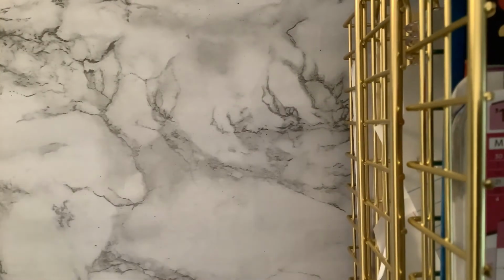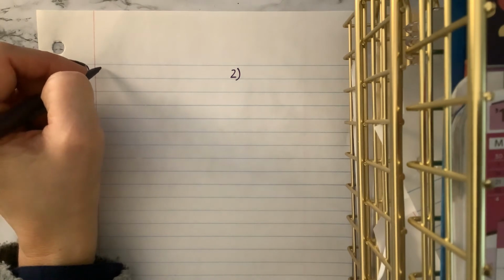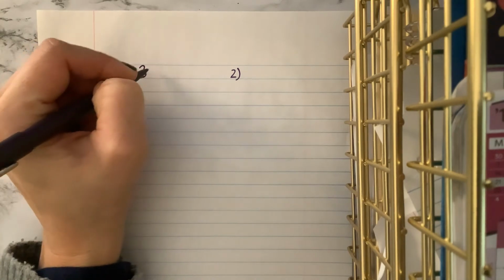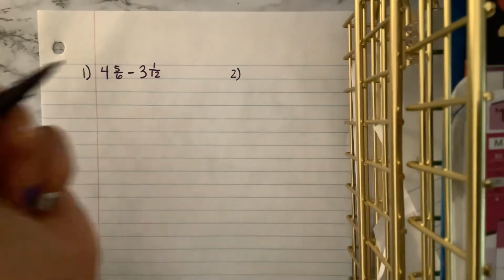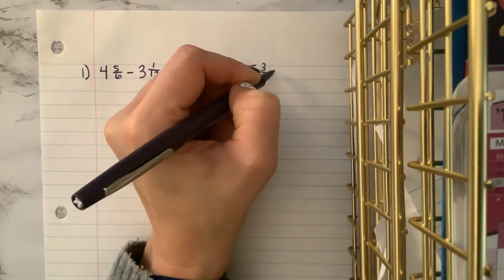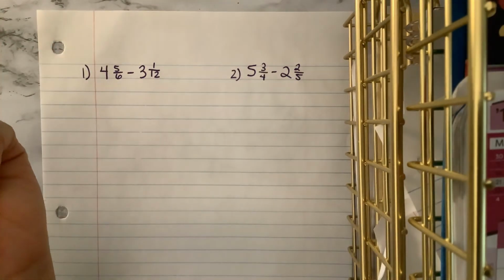So 5th graders, I'm going to give you, again, 3 practice problems. I'm actually going to do 4 today, 4 practice problems. 2 where you do not have to make improper and 2 where you do. Okay, I want you to pause. After I've written these all down, you can pause and solve these and then come on back and see how you did. So we'll do 4 5/6 minus 3 1/12. Let's do 5 3/4 minus 2 2/5. Is that going to work?